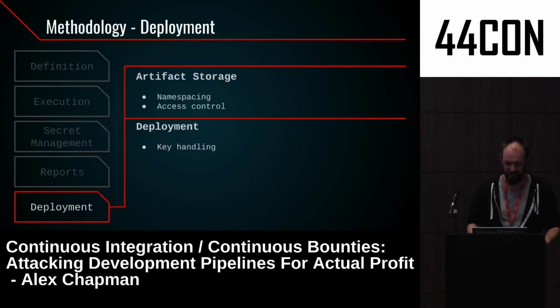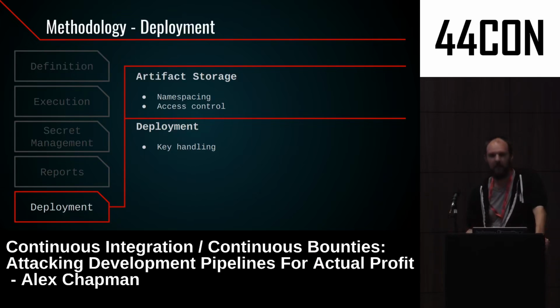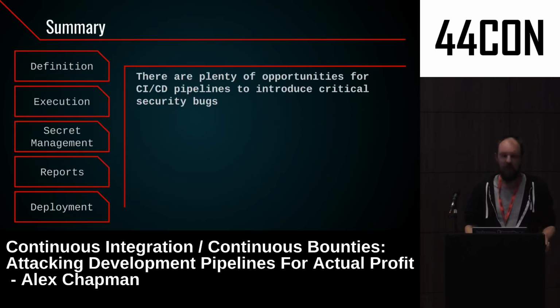And finally, the last stage we're going to be looking at is deployment. So how are artifacts stored? Where are they stored? Are they namespaced correctly? Are you allowed to place artifacts into different namespaces? And are they access controlled? More often than not, from a CI/CD pipeline, you can access all of the artifacts from within the build instance. And then how are builds actually deployed? So how are the keys for a build managed? I don't have any examples for that, and I am running out of time.